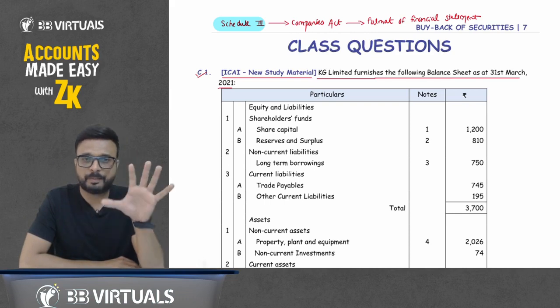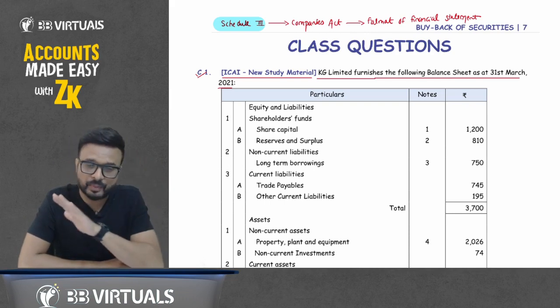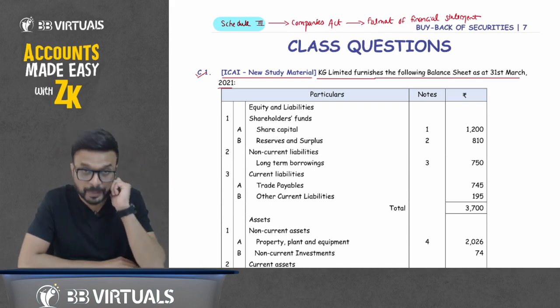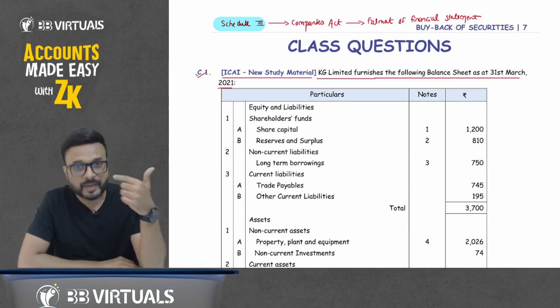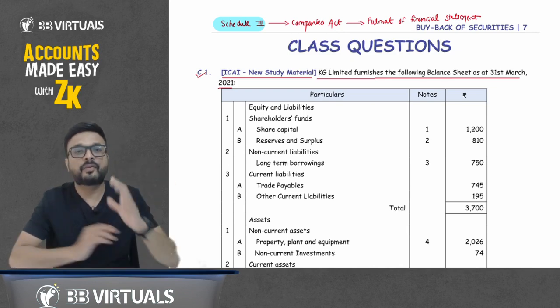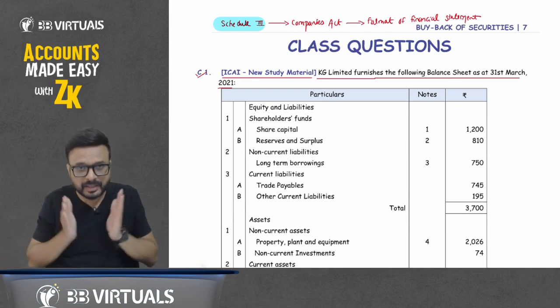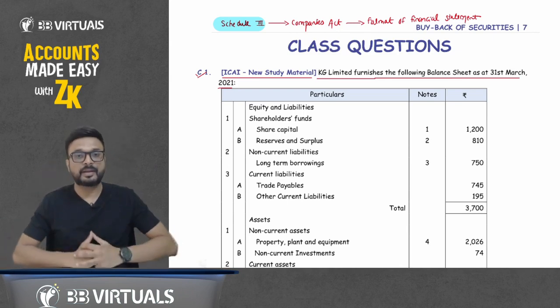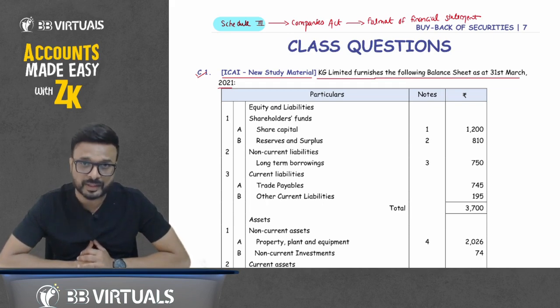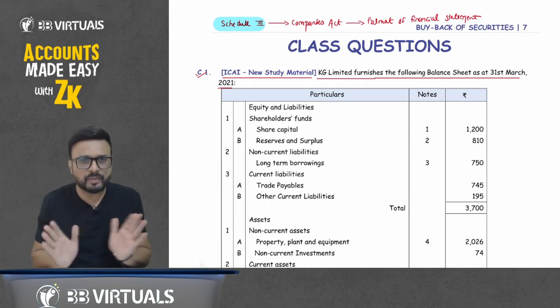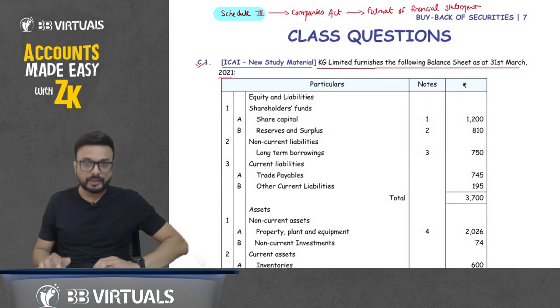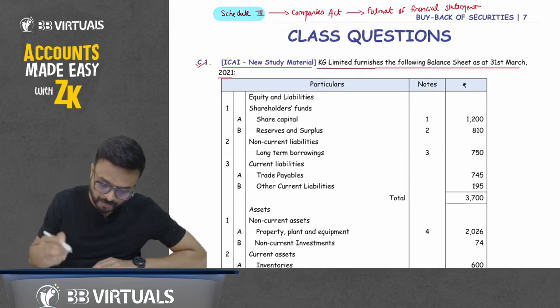Normal trading account, P&L account and balance sheet. The basic accounting rule will never change. But when we prepare the financial statement of a company, the format is different. So that is part of the next chapter. But in this chapter, on the buyback option, a balance sheet will come. But don't worry about the format of the balance sheet.